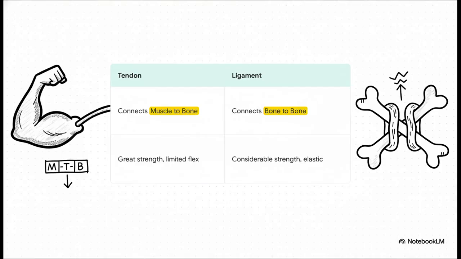Okay, now, I want you to pay very close attention here. This is a very common point of confusion, and it's a favorite question for examiners. A tendon connects muscle to bone. A nice way to remember this is MTB: muscle, tendon, bone. A ligament, on the other hand, connects bone to bone. Ligaments are also much more elastic and flexible when you compare them to tendons.